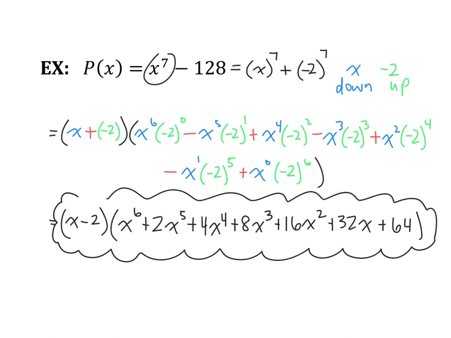Okay, so the key with these is 1, identify the players in the game. Okay, rewrite your sum and difference of like odd powers as a sum of like odd powers. Okay, identify the players, identify which one's going down, which one's going up. This guy goes down, this guy goes up.